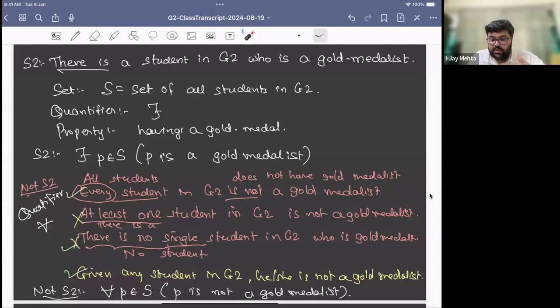Although this is all correct, it's a correct way, as sir said, of interpreting. Otherwise, there is a confusion. Okay, so given any student, P is a student, P in S, P is not a gold medalist. So did you observe what the property is here? The property is negated. Here we are looking for a student satisfying the property, and when the statement is false, all the students are not satisfying this property. So P is negated.